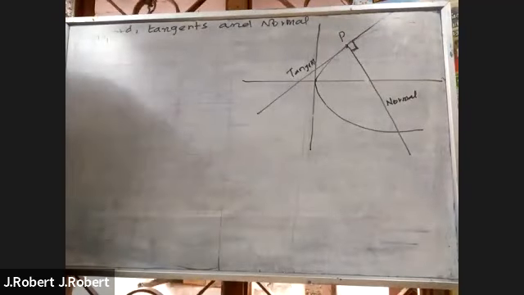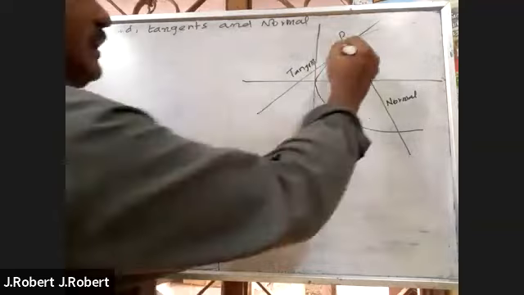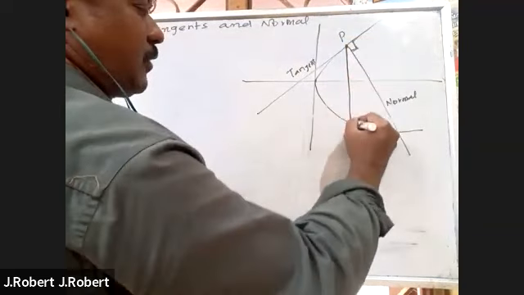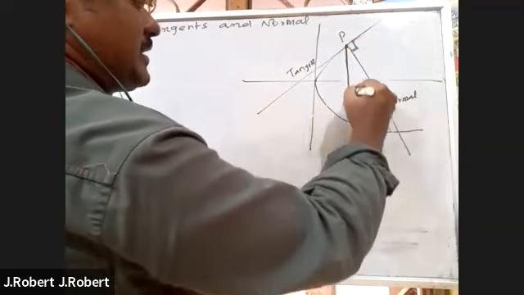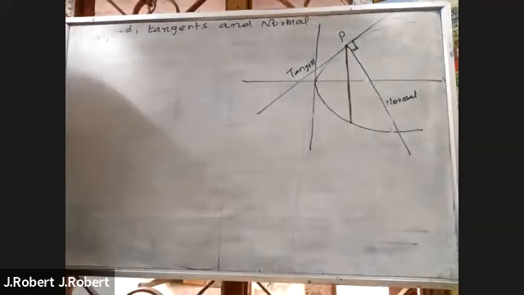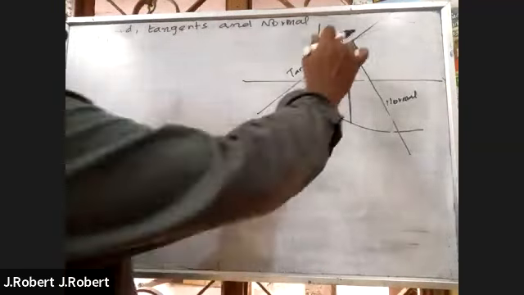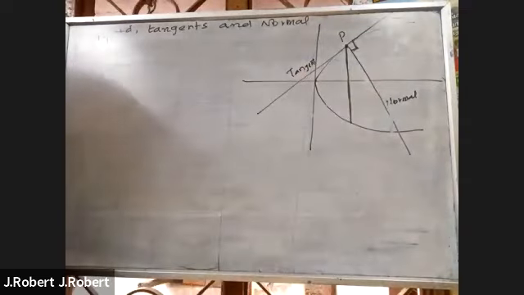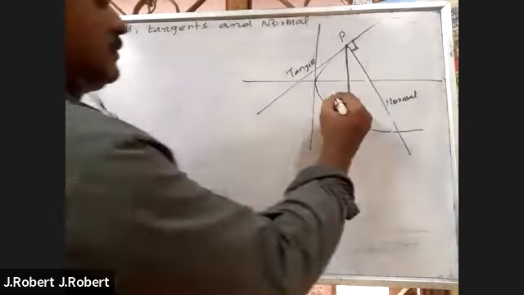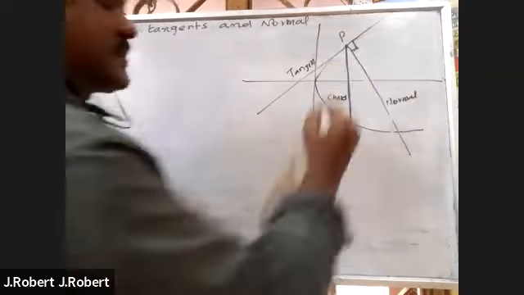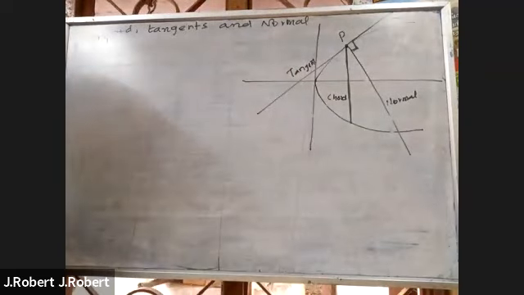And then chord. Everyone knows what a chord is. It is a line which touches the curve at one point and another point, just like a diameter in a circle. From one point on the curve to another point on the curve, that is a chord. So these are the three basic things involved in a parabola: tangent, normal, and chord. Now we are going to see the equations of all three.